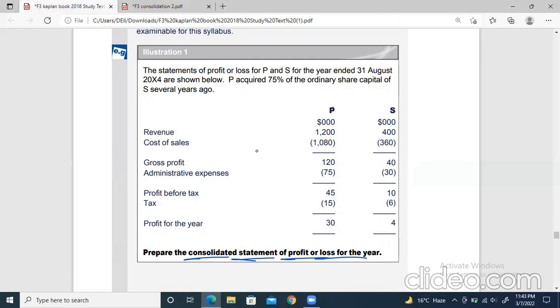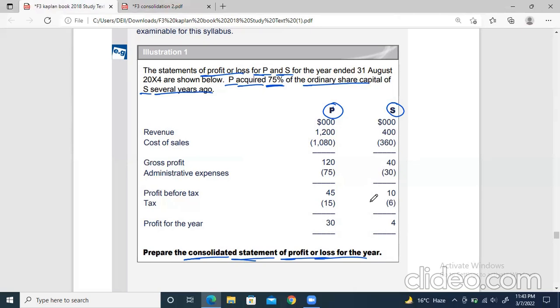Now, parent and subsidiary, as you can see, these are the individual profit or loss statements. This is not combined. We have to combine it. We are the accountants. These are separate over here. Profit or loss for P and S are given separately. P acquired 75% of ordinary share capital of S several years ago. So, it's going on for several years.